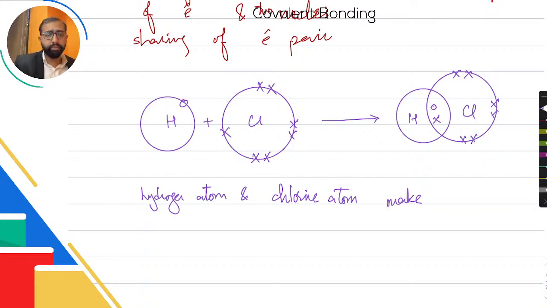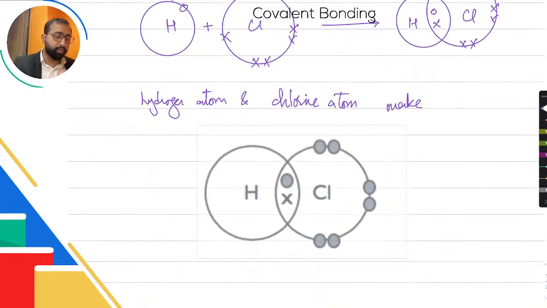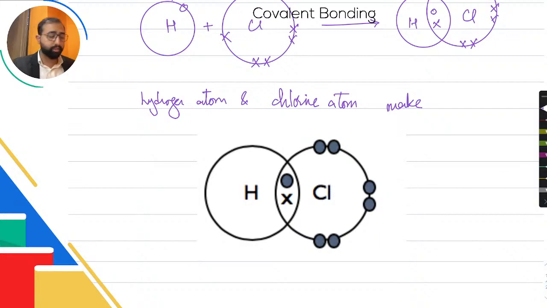Now it doesn't have to be this way. You can have different symbols for it. But as long as you're sharing an equal number of electrons, and there's no difference as far as the number of electrons is concerned, and you're drawing all the electrons required, it's perfectly fine. Now, there are two kinds of pairs here.